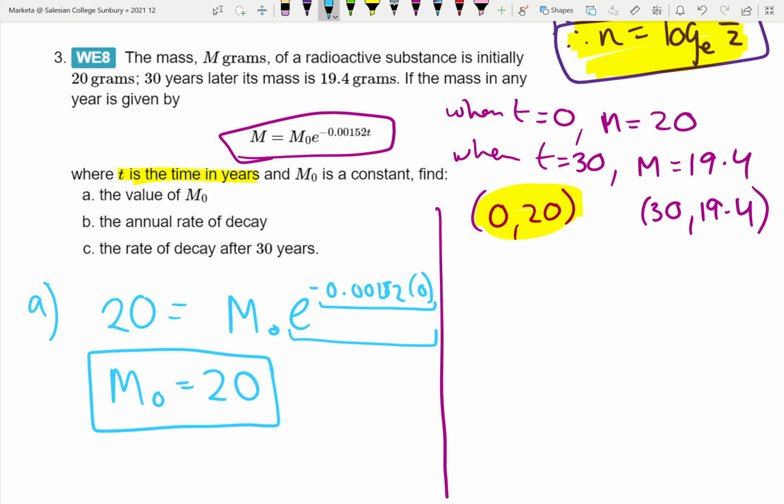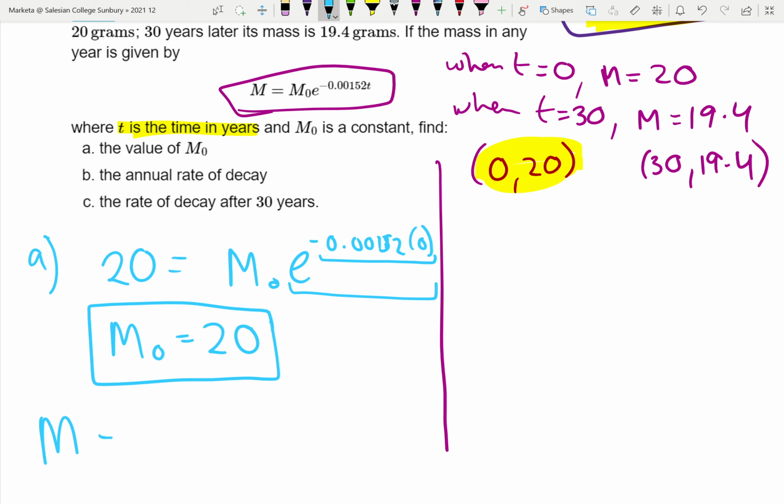So now we have our equation being M equals 20 e to the power of negative 0.00152 t. And really this value here, the M0, A0, it's often called, is the original amount, the amount that you start with. So really, you could have written that in straight away. The annual rate of decay. Okay, so the annual rate of decay, the rate at which it's decaying.